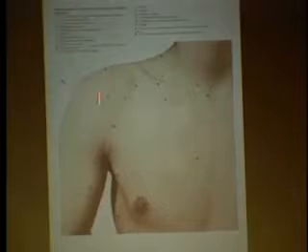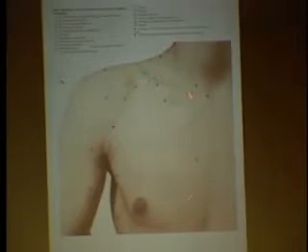All right, what muscle's beneath here? Pectoralis major. Did you all say it? Did you all know that's the pectoralis major? I didn't see you say it. Did you say it? You did?